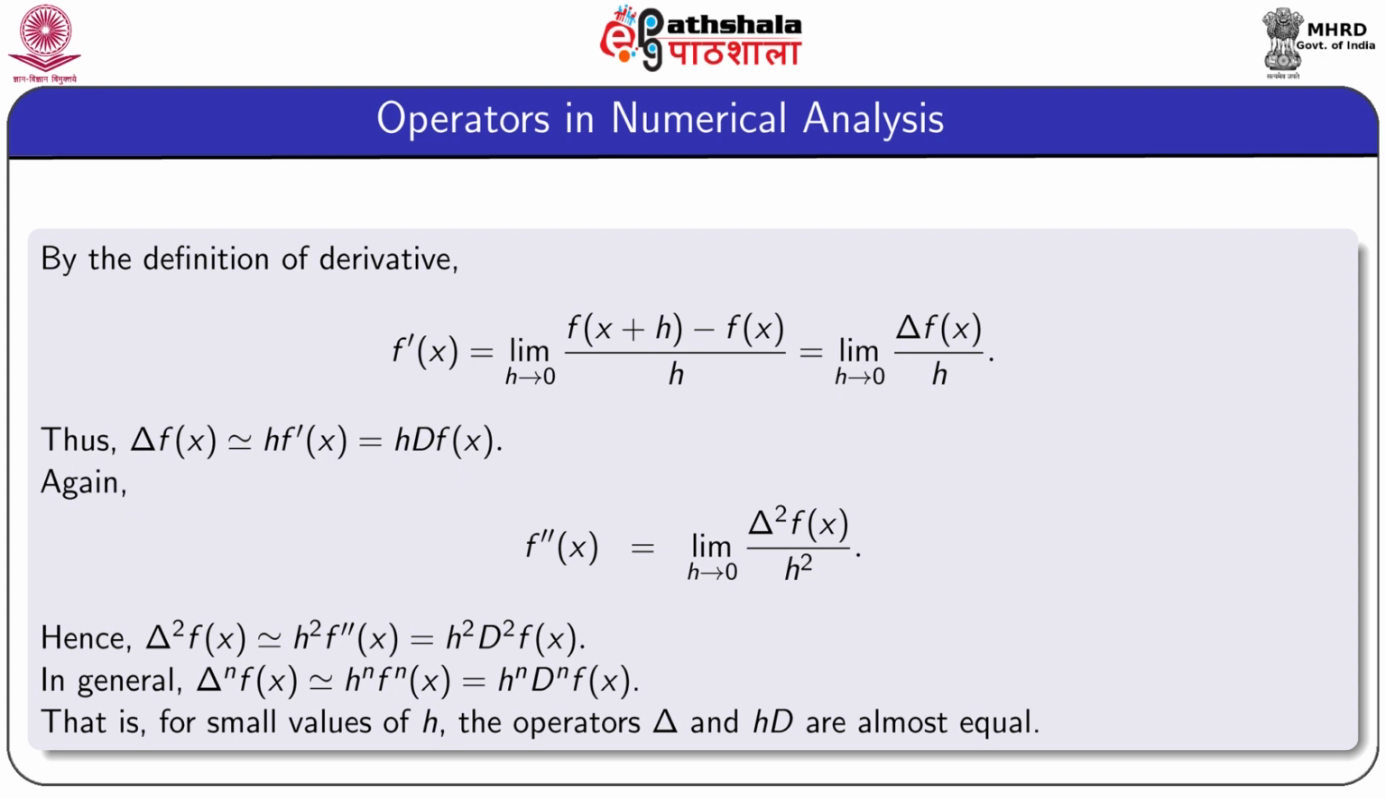That means, delta is equivalent to h D in case of small h. Similarly, for the second order derivative, f double dash x equals the limit as h tends to 0 of delta squared f x by h square. Hence, delta squared f x is equivalent to h square f double dash x, which is h square D square f x. That means, delta 2 is equivalent to h square D square, provided h is very small. In general, we show that delta n is equivalent to h to the power n D to the power n for small h.